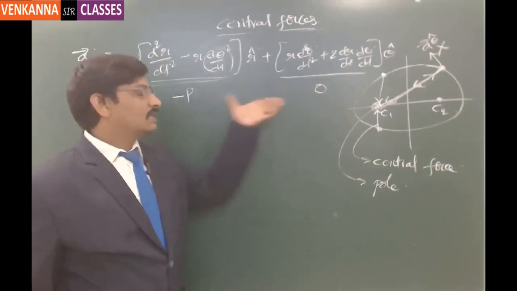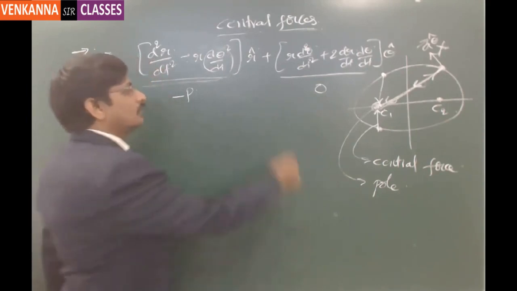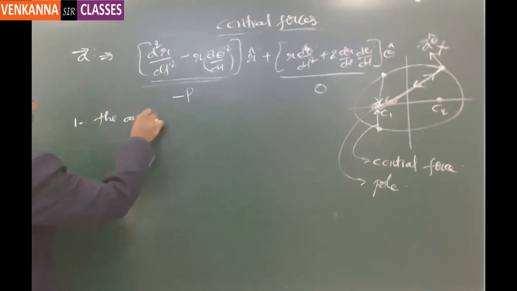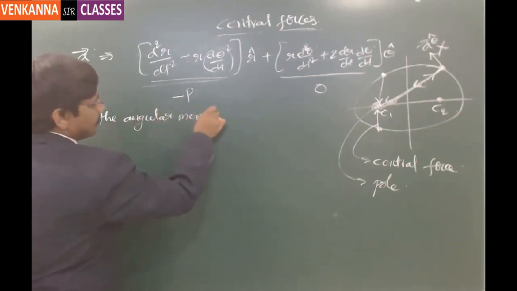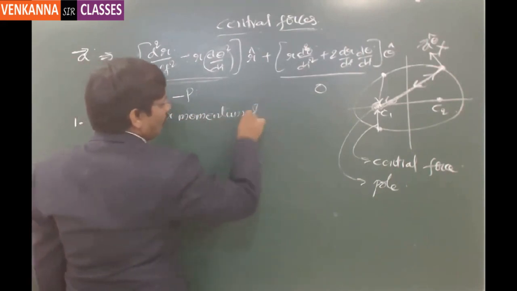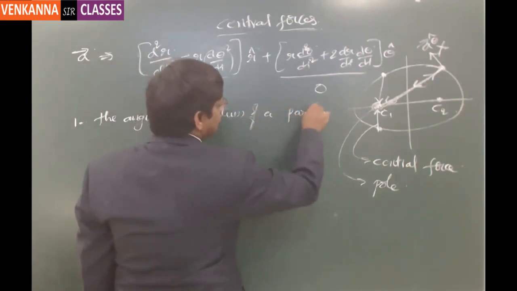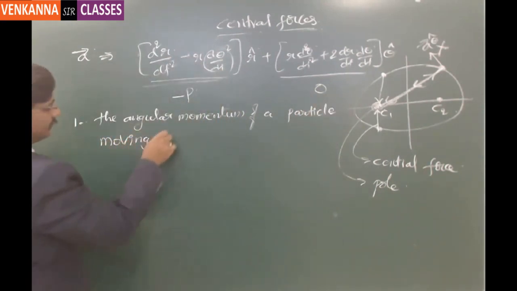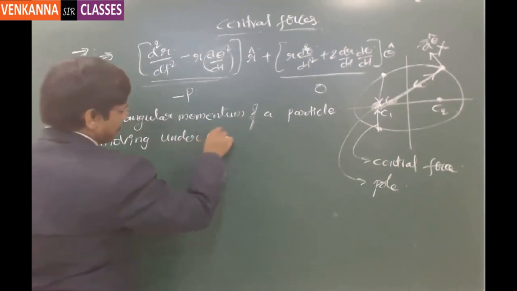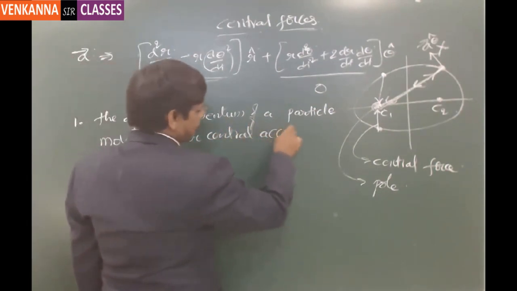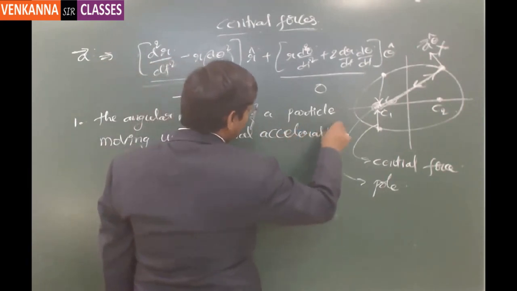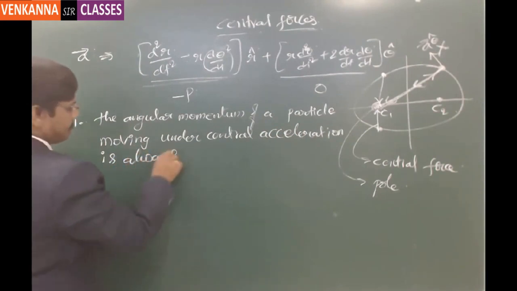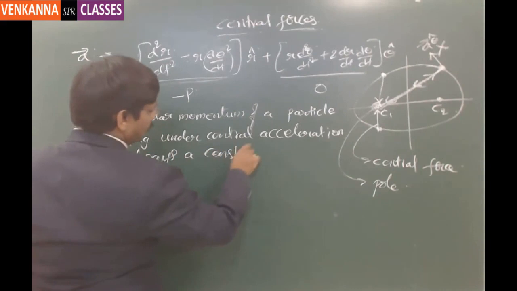Now these conditions will drive us to two different important conclusions. One is the angular momentum of a particle moving under central acceleration is always a constant. So this is one important conclusion.